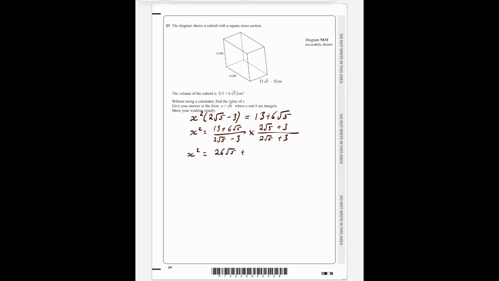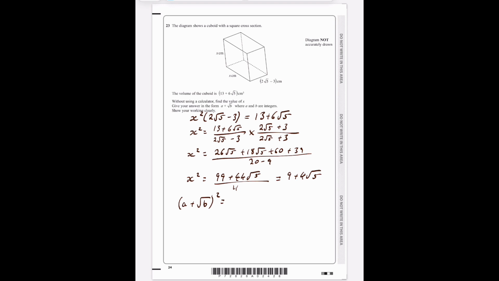To carry out the fractional multiplication, essentially I'm expanding a pair of double brackets. It does say to show my working carefully, so I'm being careful not to make too many big steps at once, otherwise I risk losing marks here. Once you've expanded out the double brackets, we can collect the like terms and simplify the fraction down. Everything's divisible by 11 there, so x squared will be 9 plus 4 root 5.